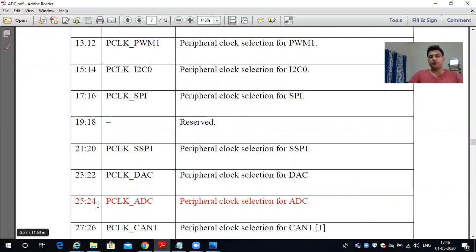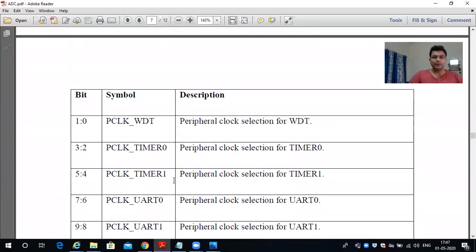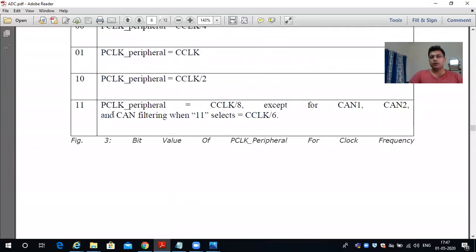24th and 25th bit will be used, PCLK ADC. So if you write here instead of 00 any other value, the peripheral clock will be adjusted in relation with the core clock. If we write 1 1 over the 24th and 25th bit, 1 1 means the peripheral clock will be one-eighth of the core clock. If we write 1 0, then the peripheral clock will be just half of the core clock.